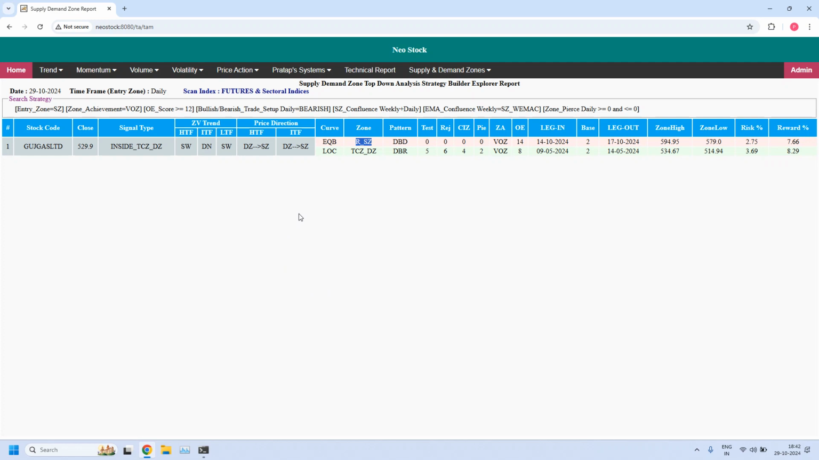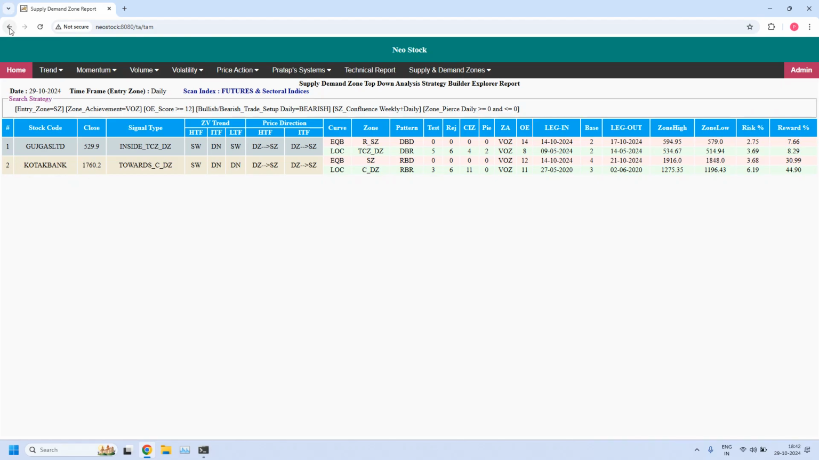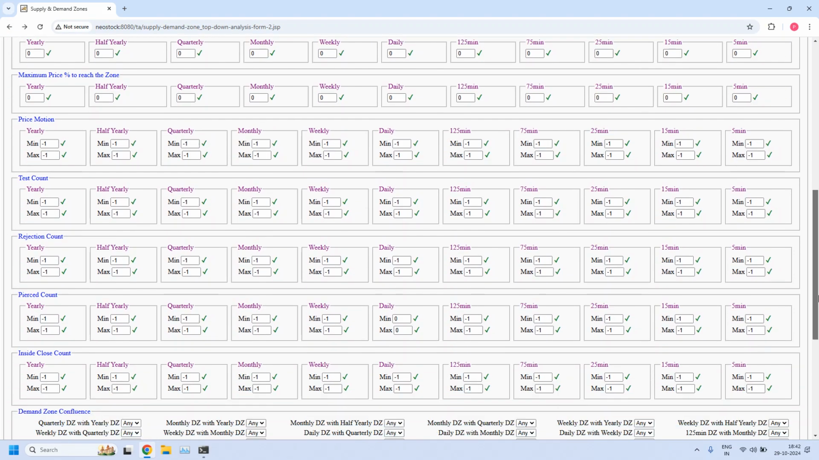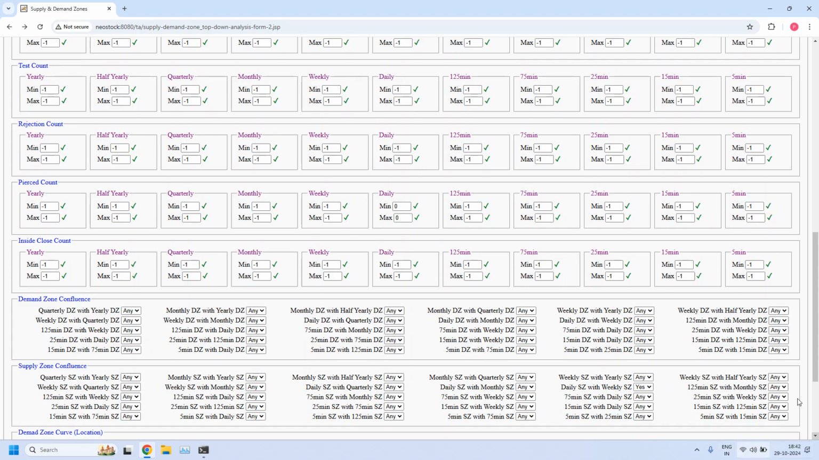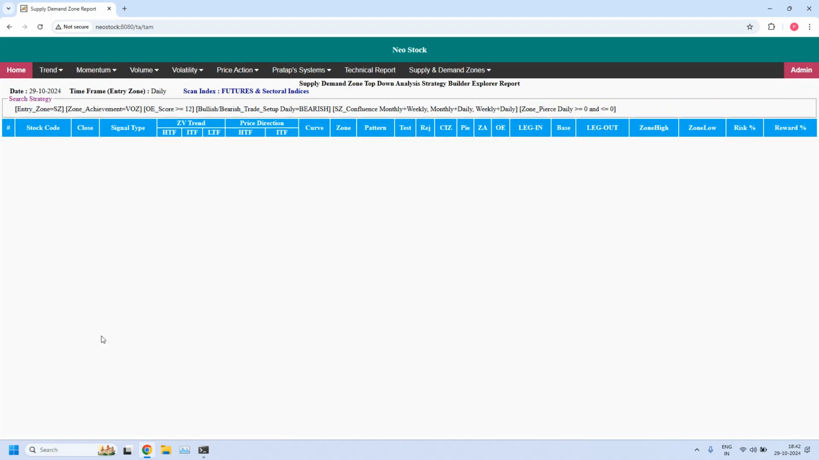Now earlier, with the ITF confluence, we got 2 stocks, right? Without the EMA filter, ITF confluence gave us 2. Out of these 2, let's verify whether any have HTF confluence. In the supply zone confluence, we should enable 3 filters. Already one filter is enabled. Next filter, daily supply zone with monthly supply zone confluence, and also weekly supply zone with monthly supply zone confluence. With all the 3 LTF, ITF, HTF confluence, we did not get any stocks. So none of those stocks have HTF confluence, that means part of the monthly supply zone.